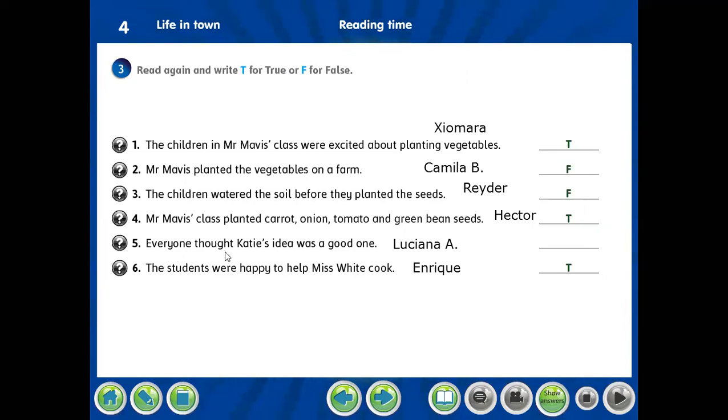Everyone thought Kate's idea was a good one. It's false. False, Mateo? No, it's true. It's true, my friend. In the sentence, the rest of the children think that Kate's idea is a good idea, an excellent idea. Yes. Okay, they say it's a good idea, Kate.